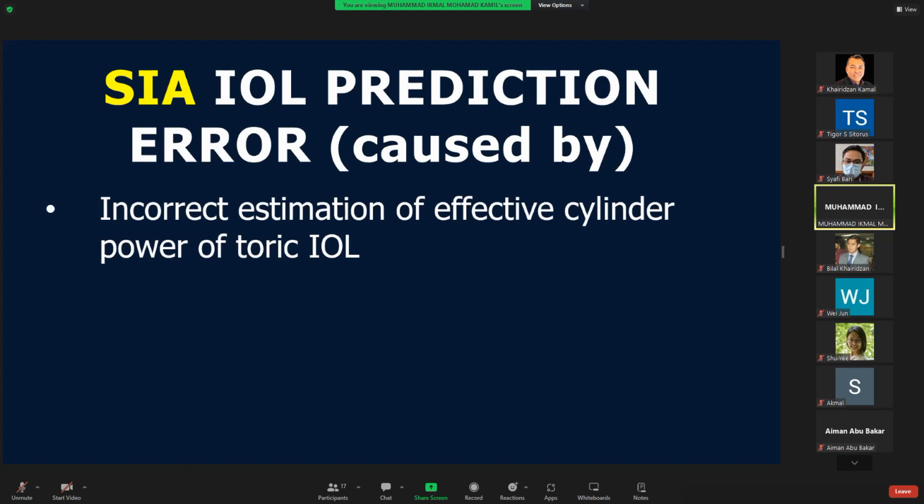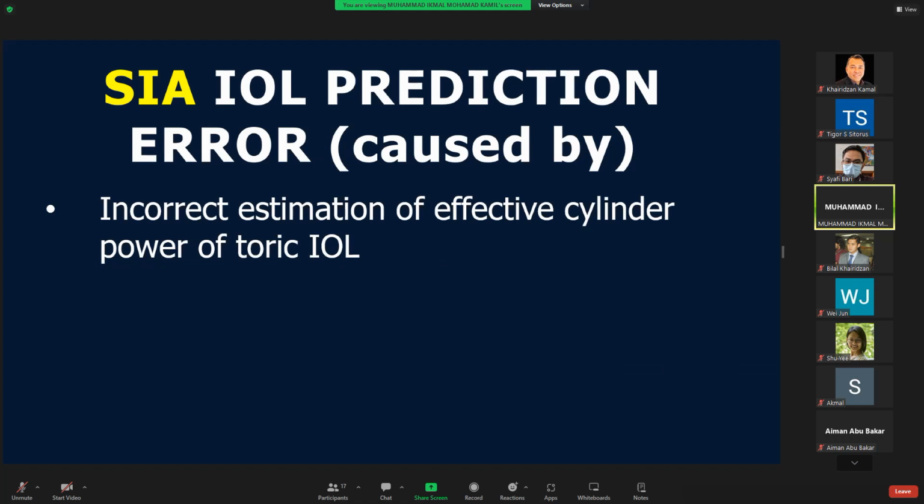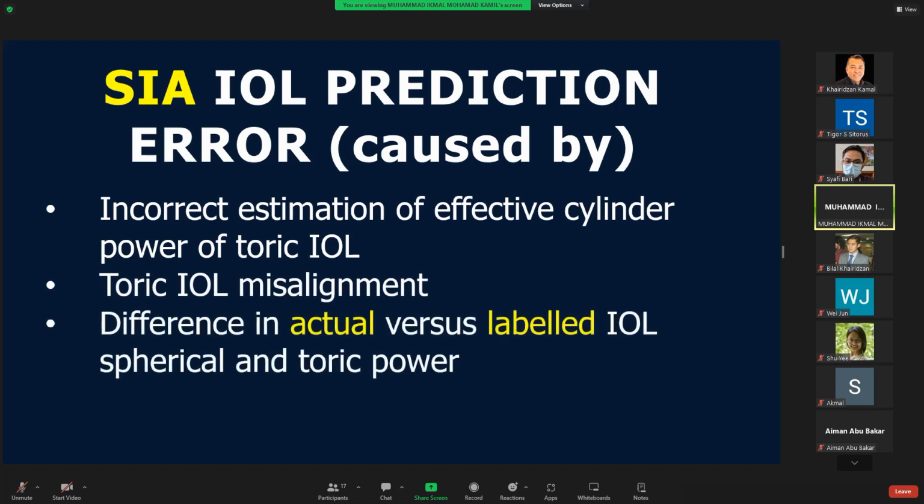So SIA-IOL prediction error is caused by the incorrect estimation of the effective cylinder power of the toric IOL, or toric IOL misalignment, or a difference in actual versus label IOL spherical and toric power, and also IOL tilt or decentration.